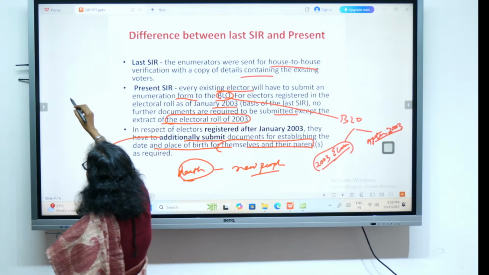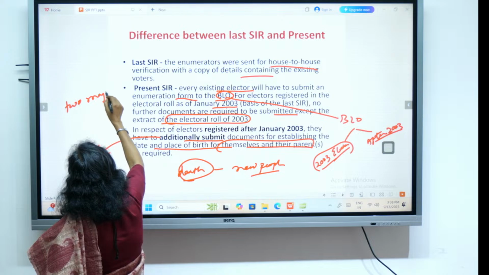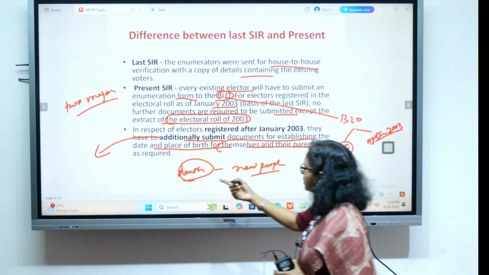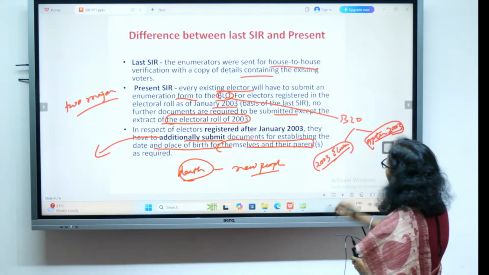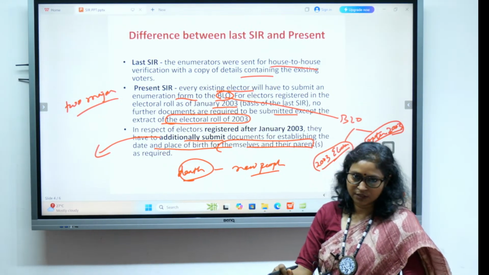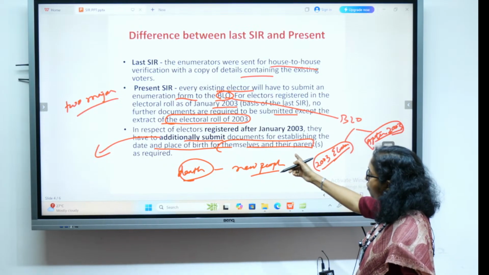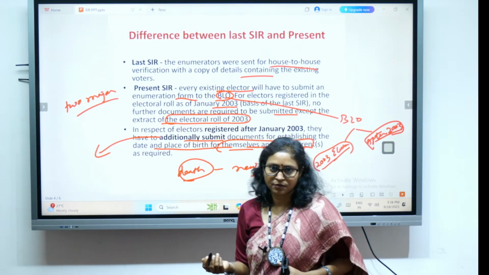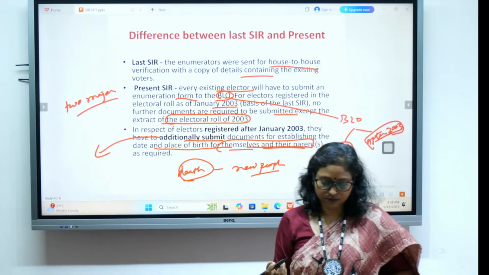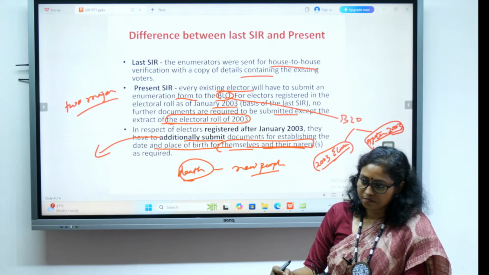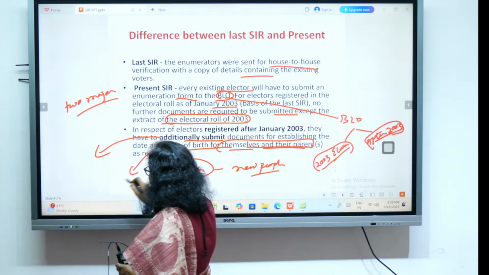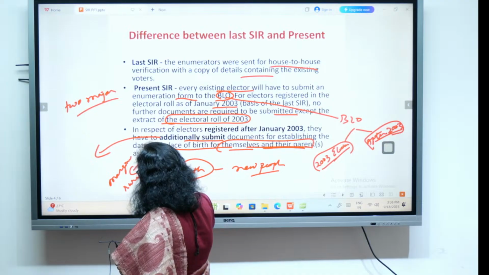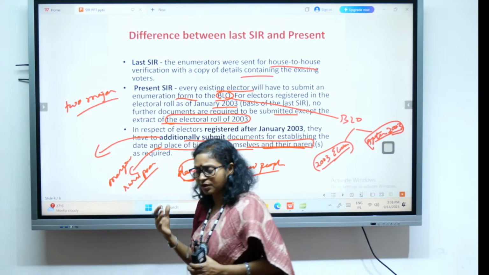So basically we'll have to talk about two major problems in the current SIR. One is related to those voters who are registered after 2003, meaning after the special intensive revision. They have to provide the details of place of birth not only for themselves but also for their parents. So that is where the issues come, because in India, particularly the marginalized group or the rural poor, they may not have adequate documents.